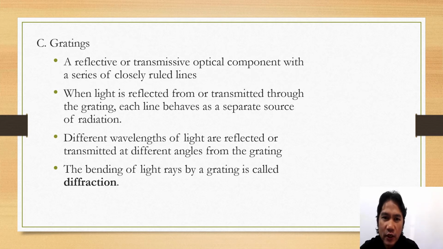Gratings are reflective or transmissive optical components with a series of closely ruled lines. When light is reflected from or transmitted through gratings, each line behaves as a separate source of radiation. Different wavelengths of light are reflected or transmitted at different angles from the grating. The bending of light rays by a grating is called diffraction.